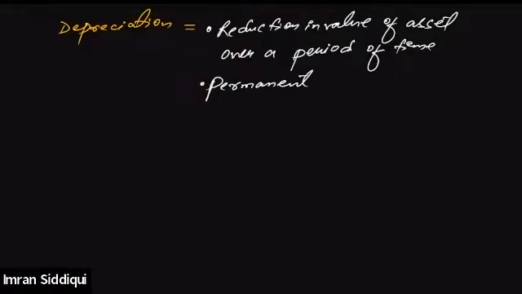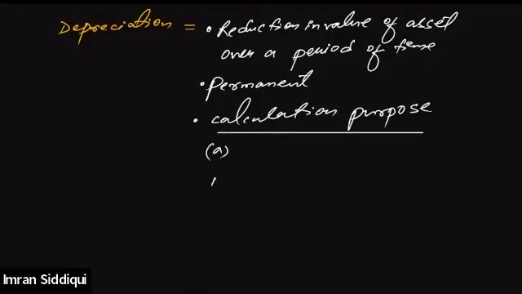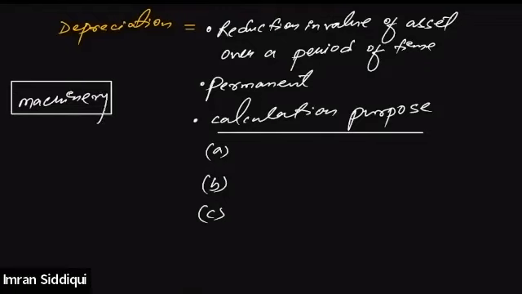All right. Then I told you, as far as the calculation of depreciation is concerned, if you are willing to find out the depreciation of any asset, you need to have at least 3 pieces of information. For example, if you want to find out the depreciation for any machinery, you need 3 pieces of information. First of all, the cost of that machinery. This is called the cost of asset.